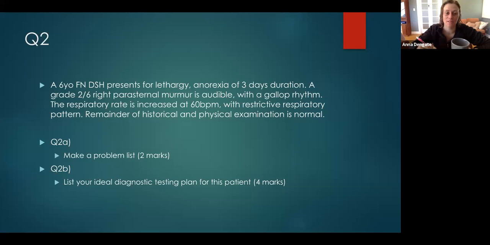So question 2: a 6-year-old female neutered domestic short hair presents for lethargy and anorexia of 3 days duration. A grade 2 out of 6 right parasternal murmur is audible with a gallop rhythm. The respiratory rate is increased at 60 breaths per minute with a restrictive respiratory pattern. The remainder of the historical and physical examination is normal. A, make a problem list.